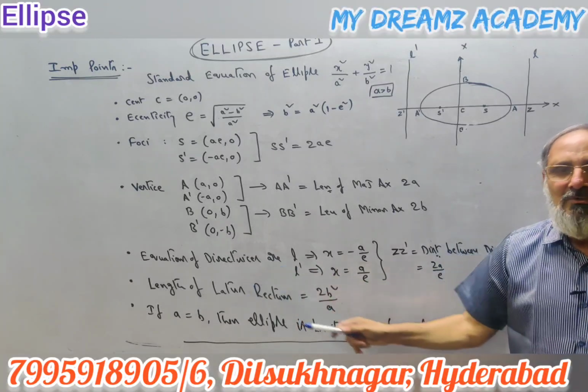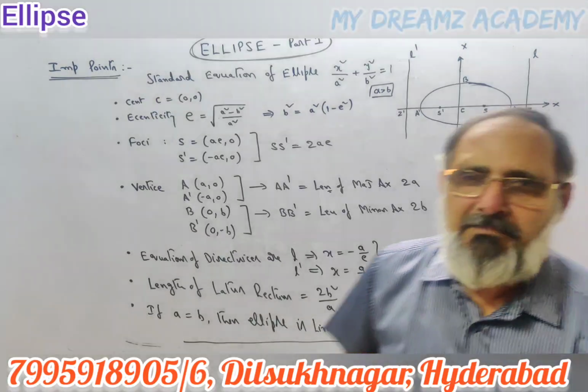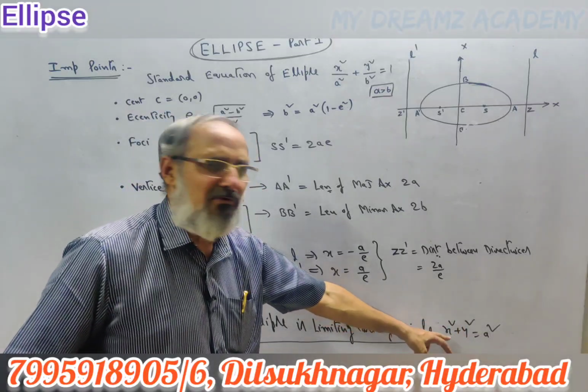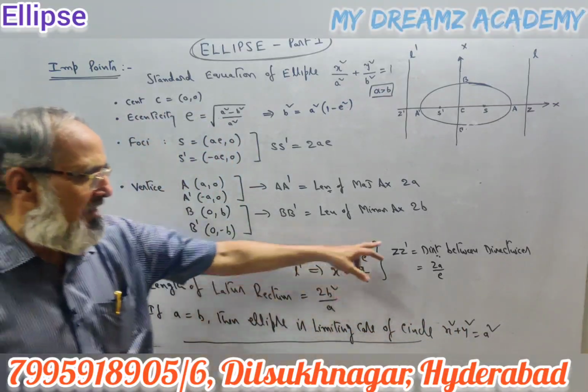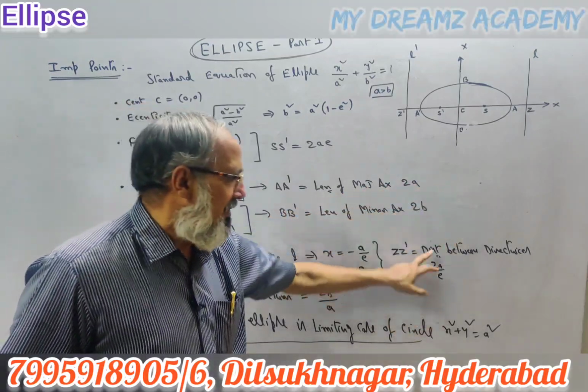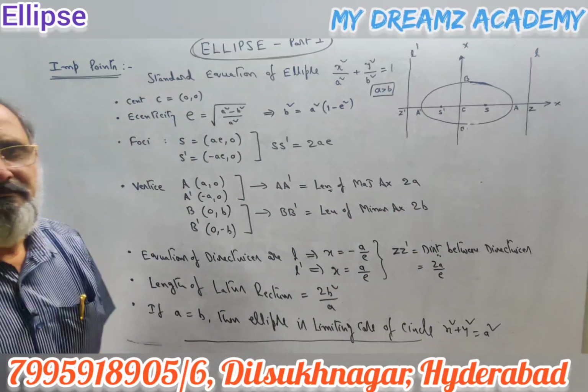And if a equal to b, the ellipse becomes the limiting case of a circle, and the equation of the circle comes as x square plus y square equal to a square. And ZZ dash is the distance between the directrices, 2a by e will be coming.